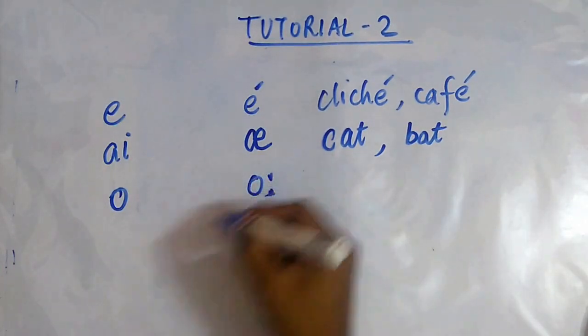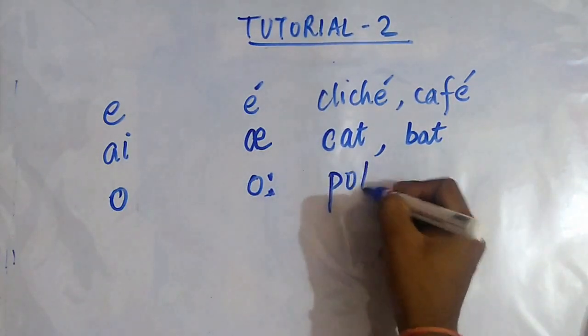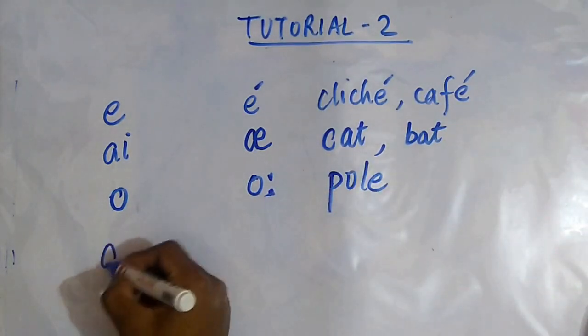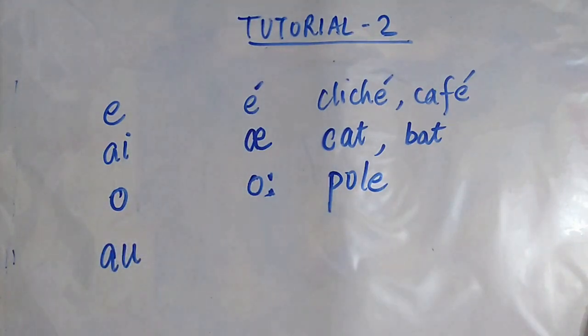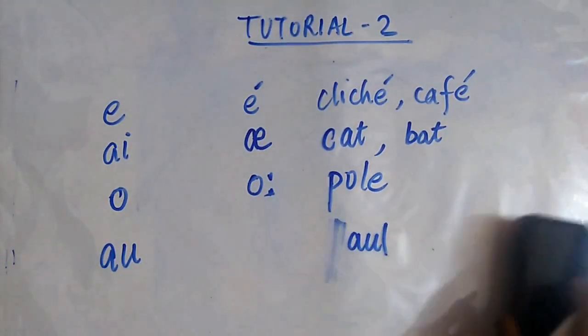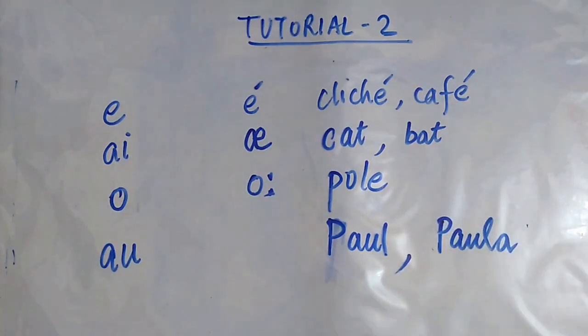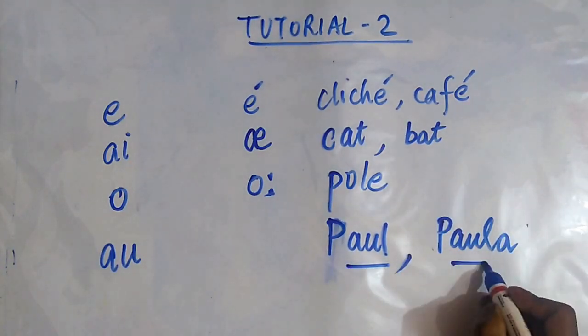The O is very simple. I don't think any explanation is needed for that. While the last sound is the O sound, which I will write AU instead. You can pronounce it like Paul in English, or like the Spanish speakers pronounce it like in Paula. So it is either O or OW.